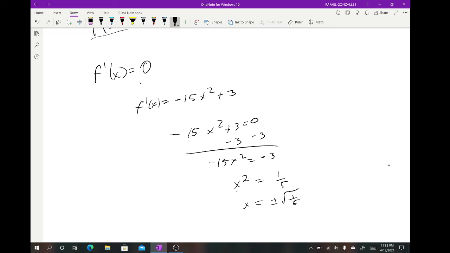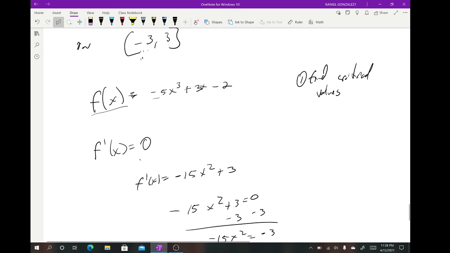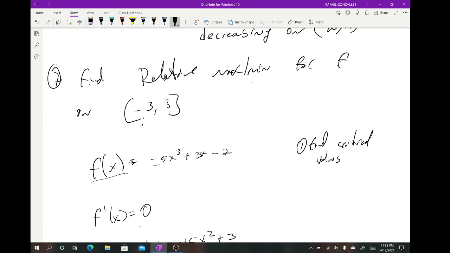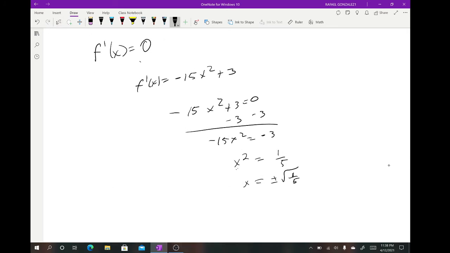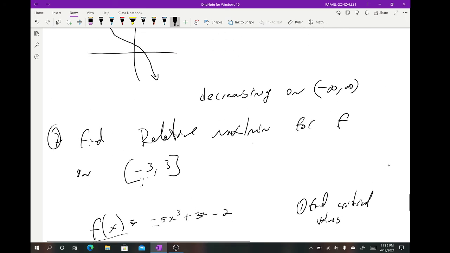Okay, so now we have a value to solve for the critical points. This is what we call the critical values. Now, how do we get the critical points? Remember, a point is of the form x and y. To find the critical points, we have to plug into the original function, which is this one.